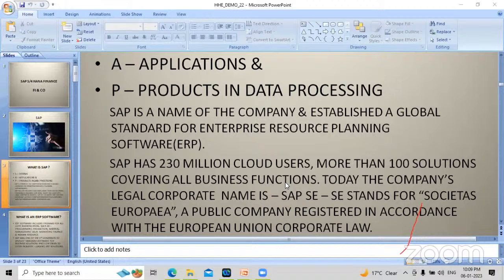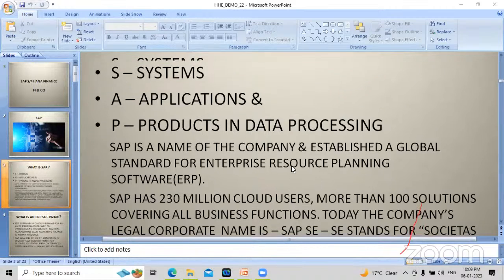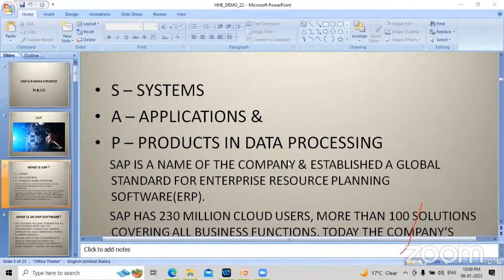To understand the entire SAP SE extended form, I need to split it. When I'm speaking about S, it means system, something related to technology and computer. If I'm speaking about A, application, something ready to use, something like that in your mobile phone, you are having the Play Store. You can download the different types of requirements you have in day-to-day life, either professional or personal.